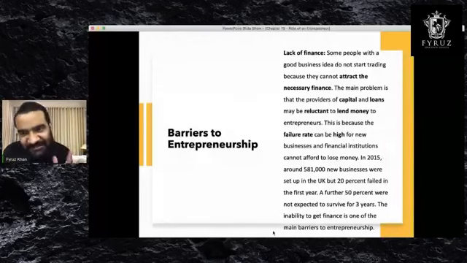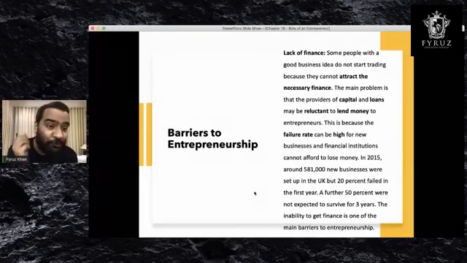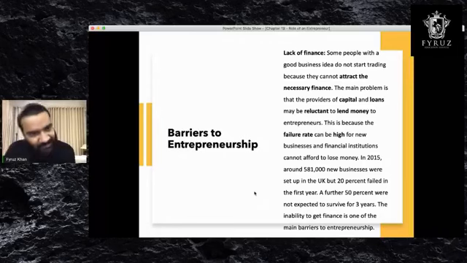And there's a great example here. This is statistics in the UK. I don't know the statistics in Bangladesh, but in the UK, since we are following a British curriculum, 581,000 new businesses were formed. 581,000 businesses were formed in one year, in 2015.